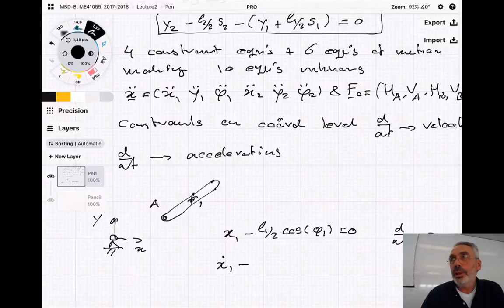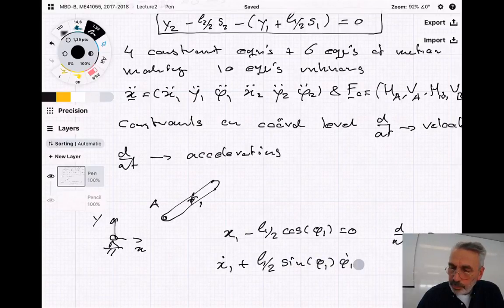fixed is not the word I'm seeking. Yeah, rigid body, eh? So you can also do flexible multibody dynamics if you say L dot is non-zero, right? But now we do rigid, so L1 is constant. Then cosine phi, does anybody know the time derivative of a cosine? Yeah, minus sine, eh? Times phi dot 1. Okay.